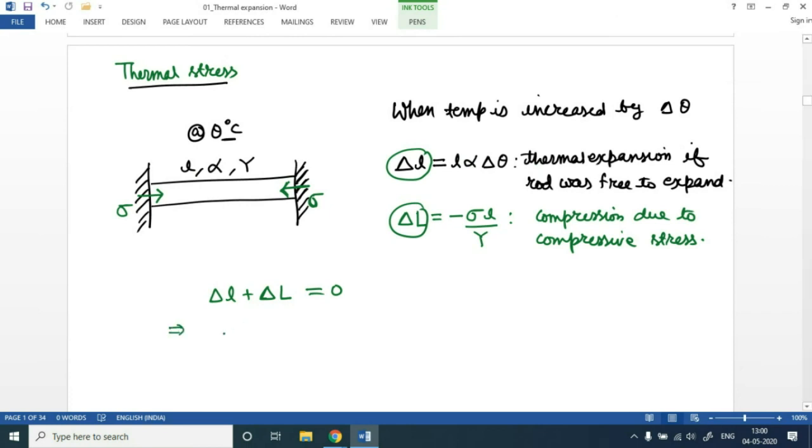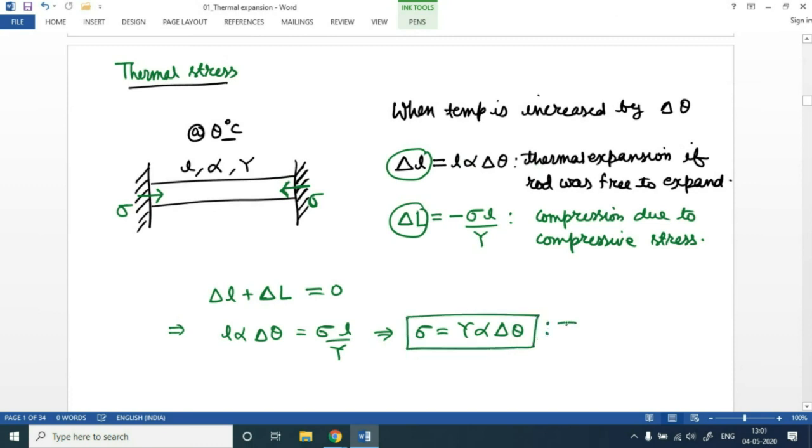So when you rearrange, L alpha delta theta, you will get as sigma L by Y. And just by rearranging sigma, you will get Y alpha delta theta. So this is an important expression. This is the expression for thermal stress. Okay, so this rod is under this much thermal stress, and that thermal stress is compressive in nature.